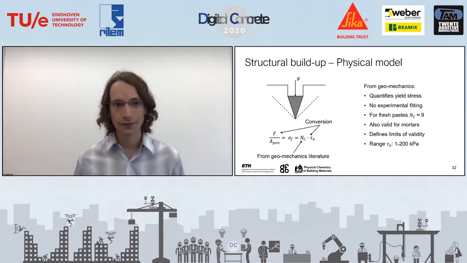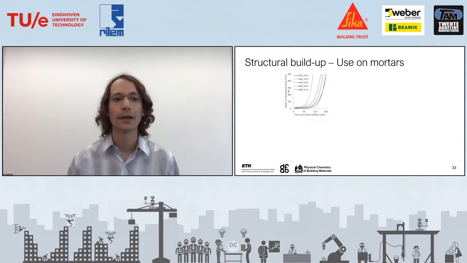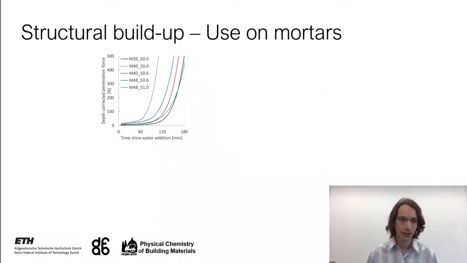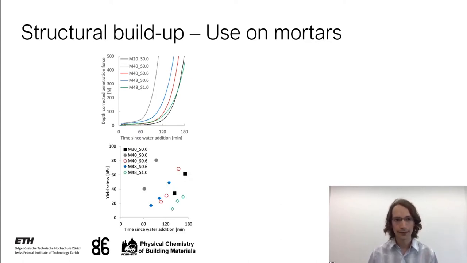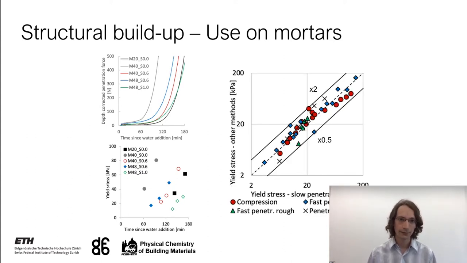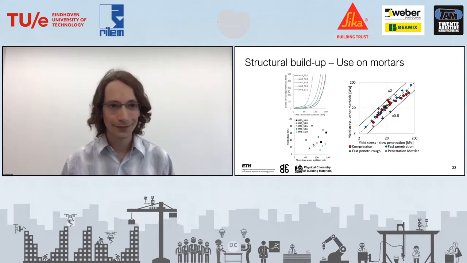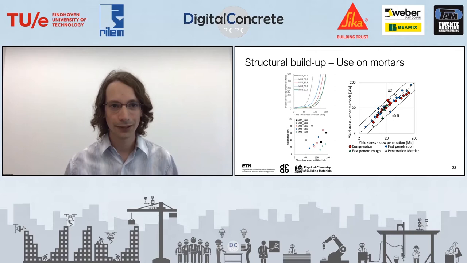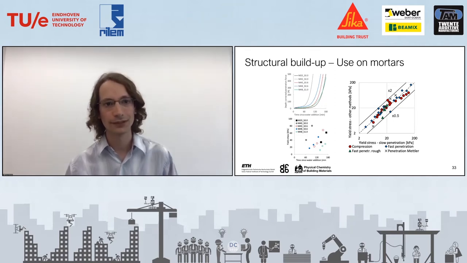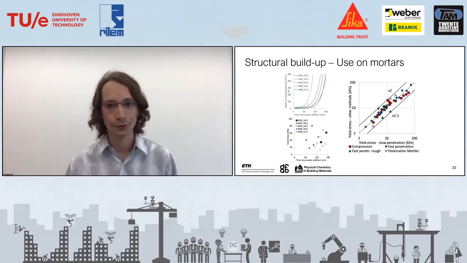Just to demonstrate that this works on mortars, I show you here the force of penetration for different mortars. We compare that then directly to uniaxial compression tests, and we get the same type of master curve, even though the uncertainty range this time is a little bit larger. Okay, so now this is enough on measurements. We have that in place and we can somewhat trust the measurement. So now the next step is to understand how to use it.